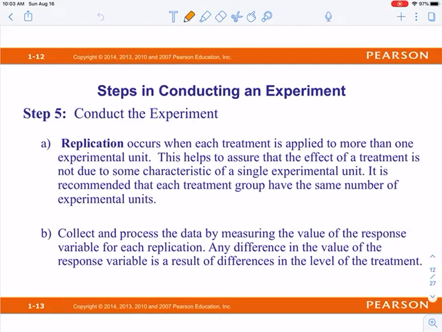This helps to assure that the effect of the treatment is not due to some characteristic of a single experimental unit. It is recommended that each treatment group have the same number of experimental units. And then we're going to collect and process the data by measuring the value of the response variable for each replication. Any difference in the value of the response variable is a result of differences in the level of treatment.